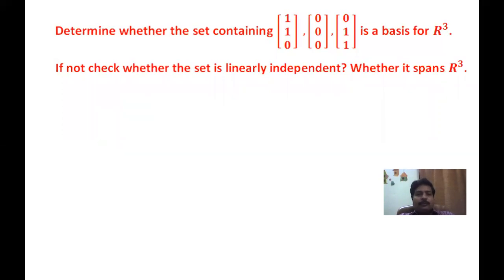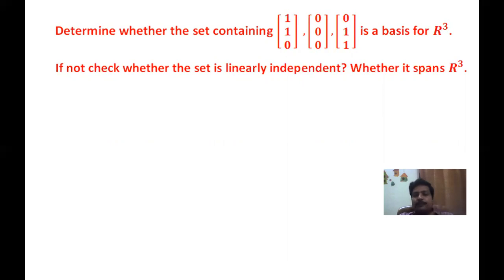This is another problem. Determine whether the set containing (1,1,0), (0,0,0), (0,1,1) is a basis for R3. If not, check whether the set is linearly independent, whether it spans R3. So here we can observe that the middle one is a zero vector. So any set which contains a zero vector is linearly dependent. A linearly dependent set cannot form a basis, so it is not a basis. Clearly, we can say that.